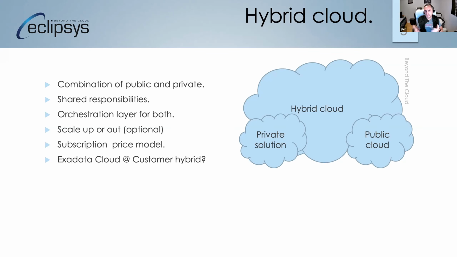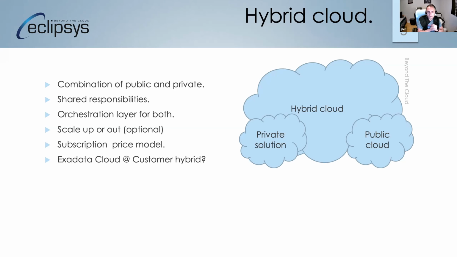When we have a combination of public and private solution, we call it hybrid cloud. It is a combination of both sides with shared responsibilities. You have to have an orchestration layer for both of them, which combines and can manage both solutions in the public and in the private cloud. You still have a subscription price model, and you can scale up and scale down using that subscription price model.